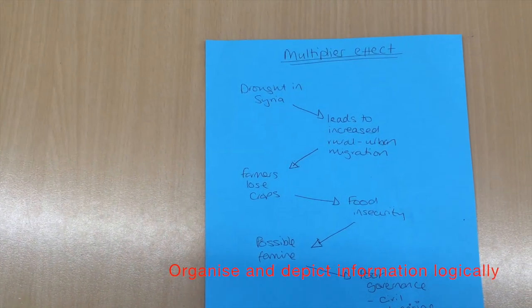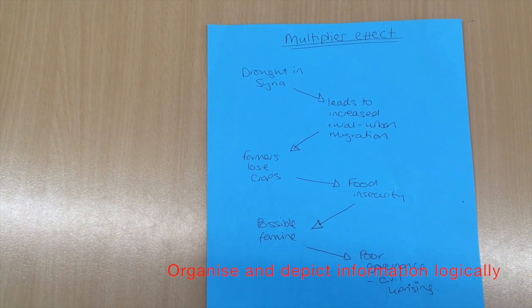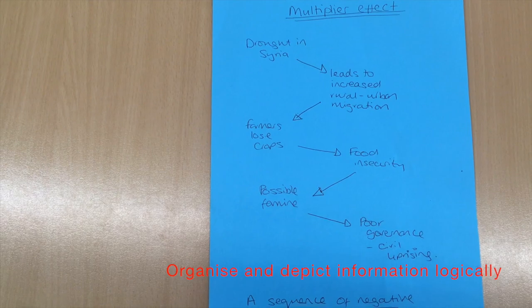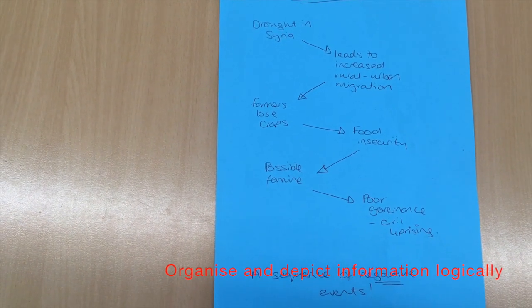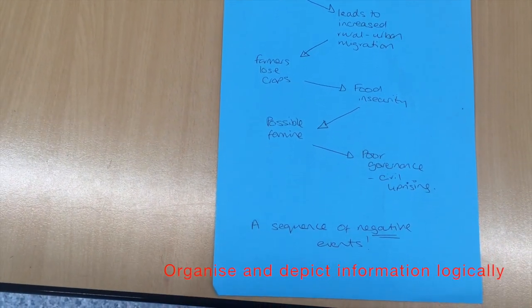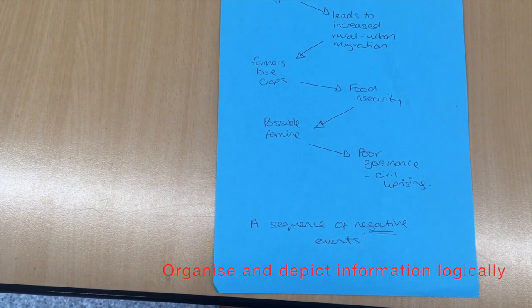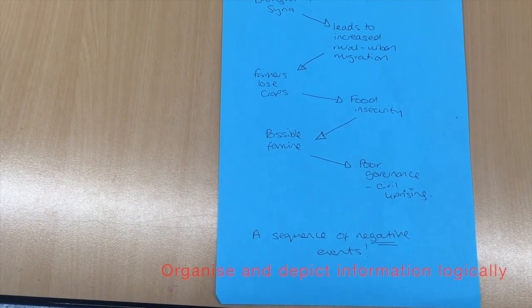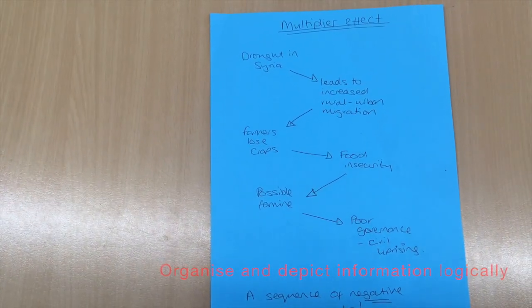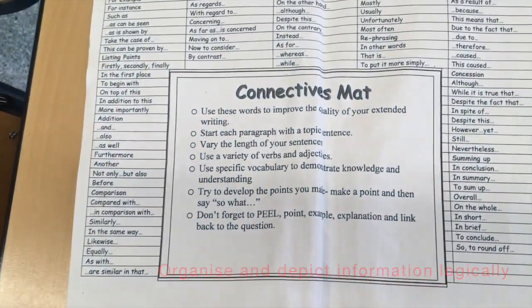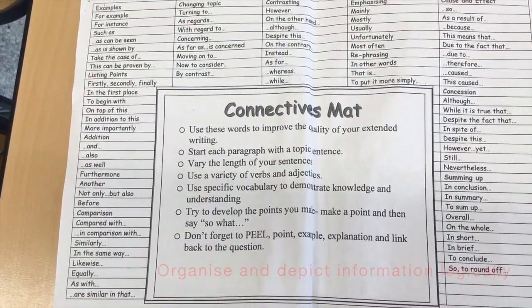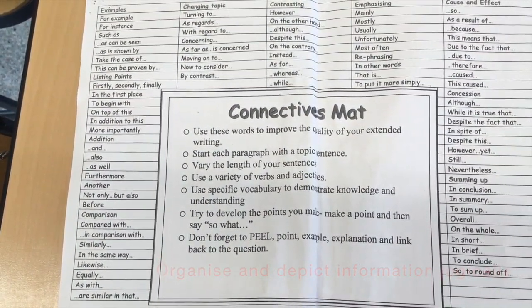For example, droughts in Syria lead to increased rural-urban migration, which then leads to farmers losing crops, food insecurity, possible famine, and poor governance. And that's basically the effects of the effects, to summarize that. Then we can also focus on connectives to further extend our writing, by using words such as for, whereas, and while, and others.